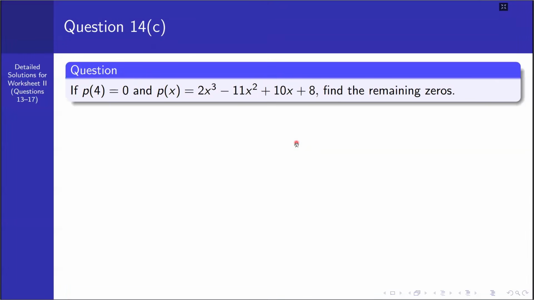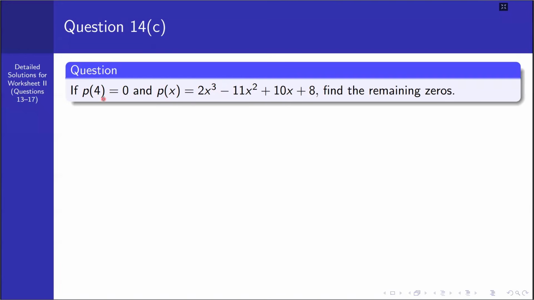Okay, next, question number 14c. If p of 4 is equal to 0 and p of x is equal to 2x cubed minus 11x squared plus 10x plus 8, then find the remaining zeros. So here, p of 4 is equal to 0, and this is a cubic polynomial function. That means from the definition or simply the property of polynomial functions, this polynomial function can have three roots. The maximum number of the roots of this polynomial function will be exactly equal to its degree, so it can have three. One of these three is given to us: p of 4 is equal to 0, so 4 could be one of the possible roots of this polynomial function.